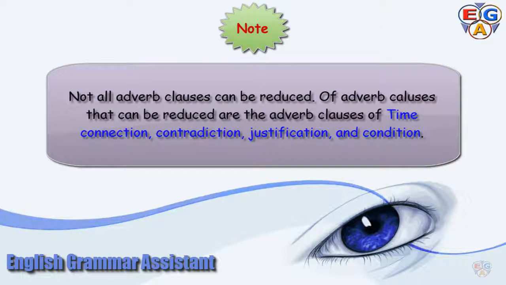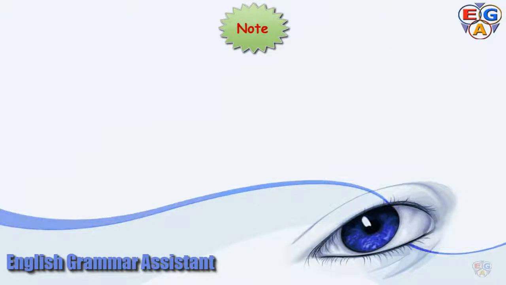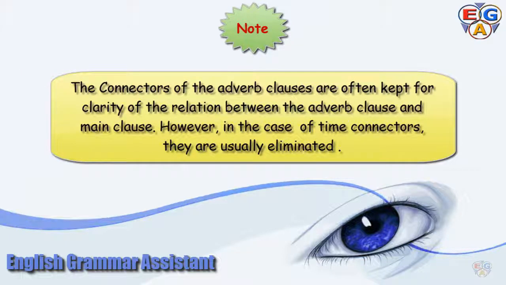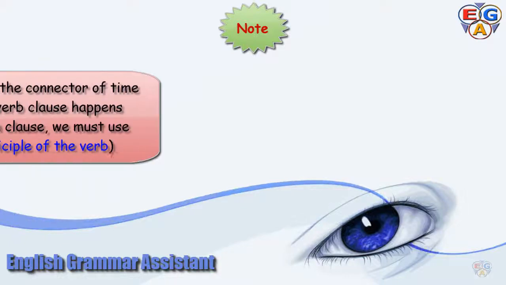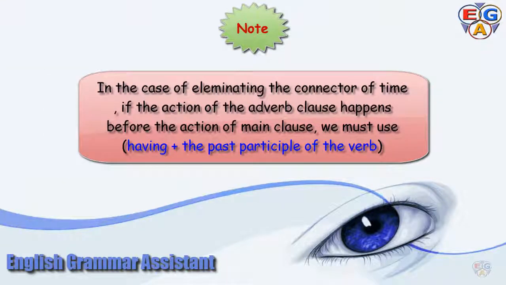Not all adverb clauses can be reduced. The adverb clauses that can be reduced are the adverb clauses of time, connection, contradiction, justification, and condition. The connectors of the adverb clauses are often kept for clarity of the relation between the adverb clause and main clause. However, in the case of time connectors, they are usually eliminated. In the case of eliminating the connector of time, if the action of the adverb clause happens before the action of the main clause, we must use the perfect participle, having plus the past participle.